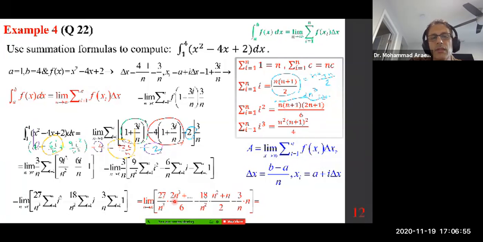The degree of the top and the bottom are both 3. The second case, degree is 2, so minus 18 over 2, and the last one is simply minus 3 because n and n cancel each other. So 27 times 2 over 6, minus 18 halves, minus 3, and the answer is negative 3.